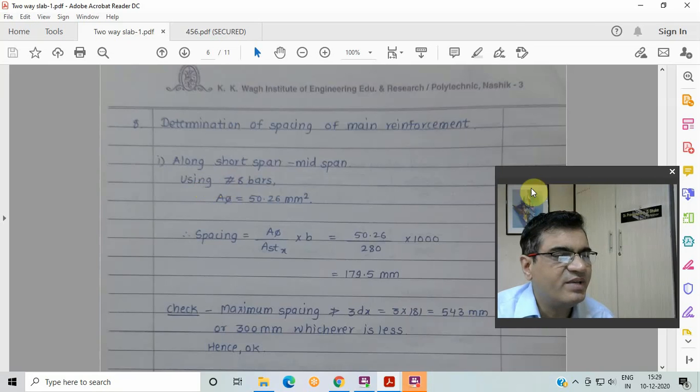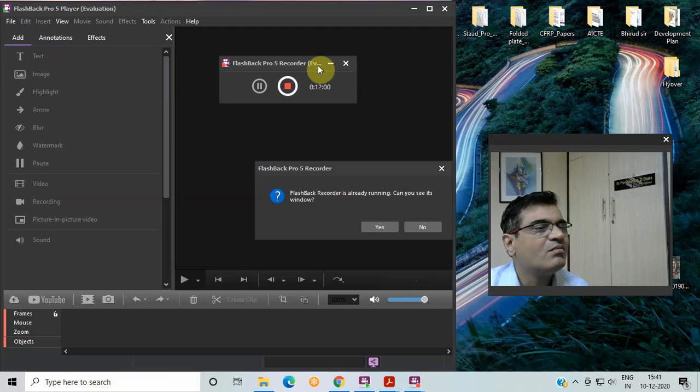Yes, so the next part is determination of spacing. Now, to calculate spacing, first we have to consider bar diameter. So let's use 8 mm diameter of the bar. Normally 8 mm diameter of the bar is sufficient for majority of the slabs.